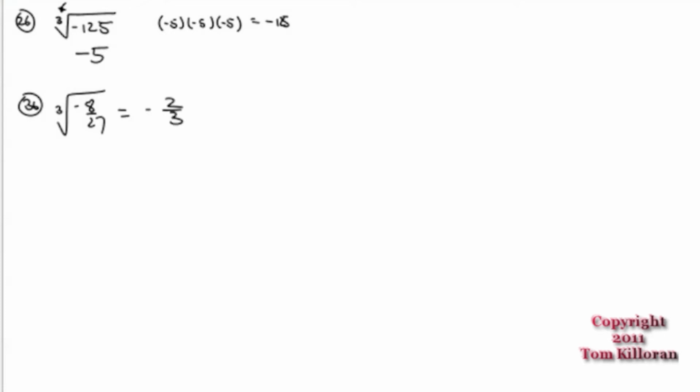Because 2/3 times 2/3 times 2/3 would be 8/27. And the negative kind of just carries along with it. So the cube root of a positive number will be positive. The cube root of a negative number will be negative. Guaranteed. All right. How about, this is a little bit more important.